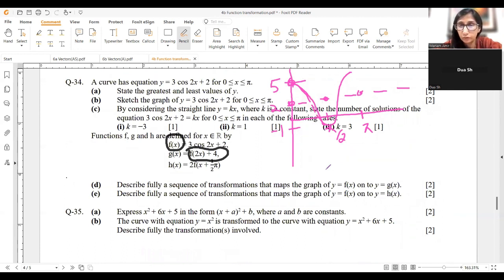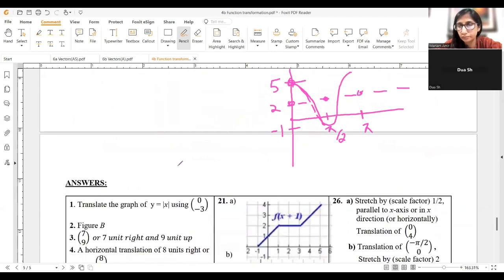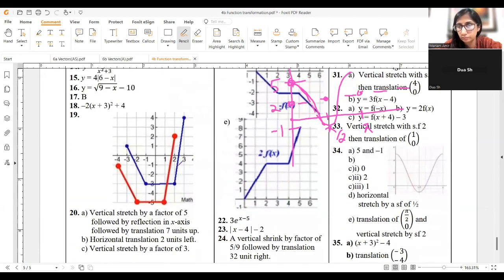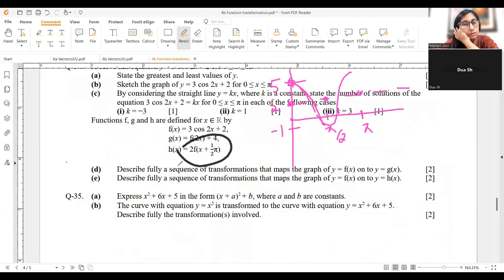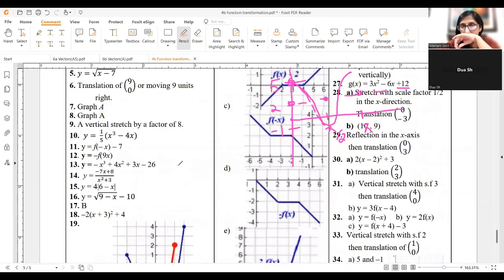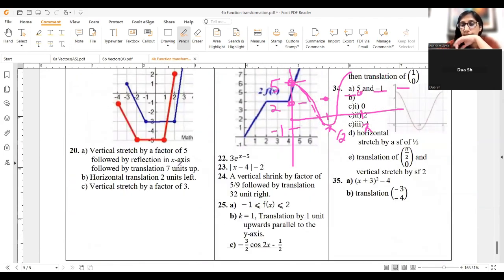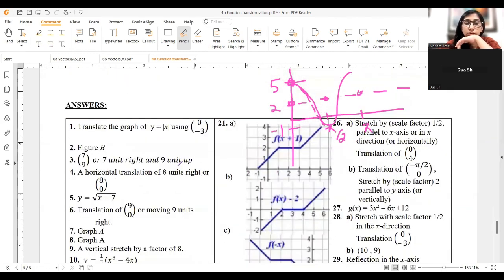Okay, describe fully a sequence of transformations that maps f(x) onto h(x). There's a stretch parallel to the y-axis. No, that comes later. So there's a translation of pi by 2 to the left, so (-pi/2, 0). And then there's a stretch parallel to the y-axis by a scale factor of 2.